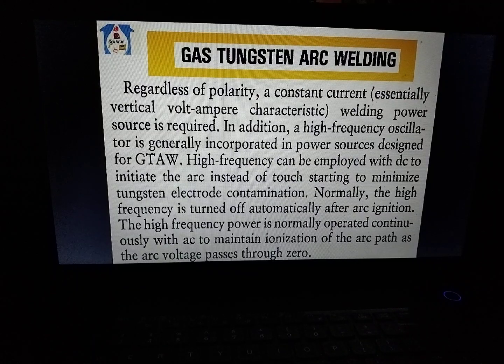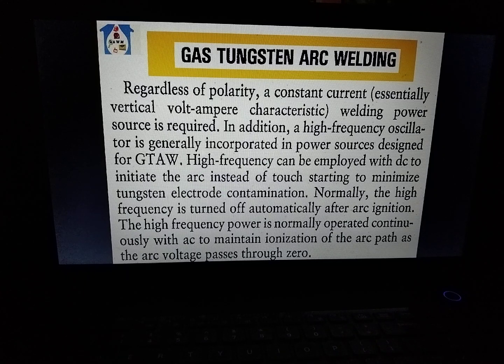Regardless of polarity, a constant current welding power source with essentially vertical volt-ampere characteristics is required. In addition, high frequency is generally incorporated in the power design for GTAW.